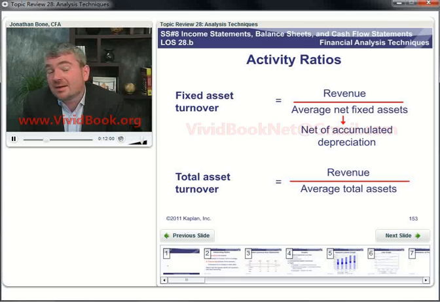And then finally, total asset turnover, sales over average total assets. So it's saying the total assets, this is what you've got to use in your business. How are you generating sales from those assets?